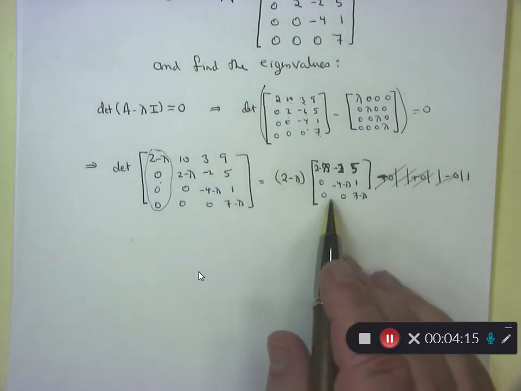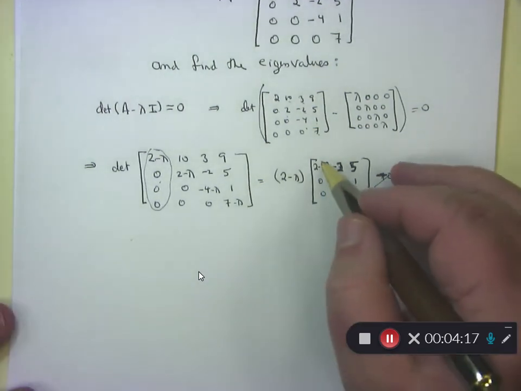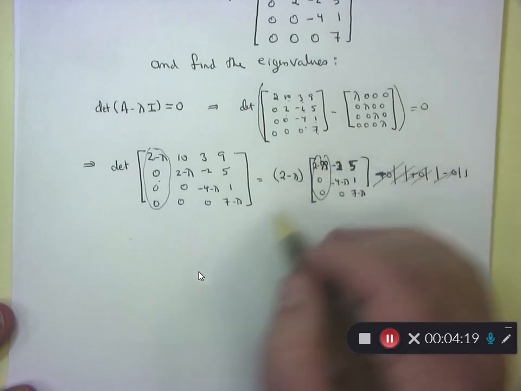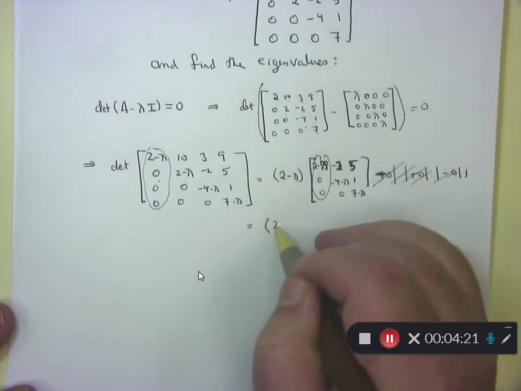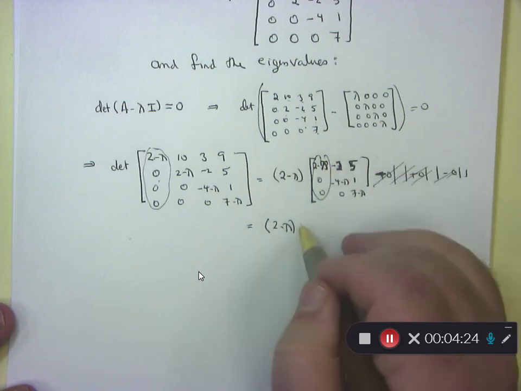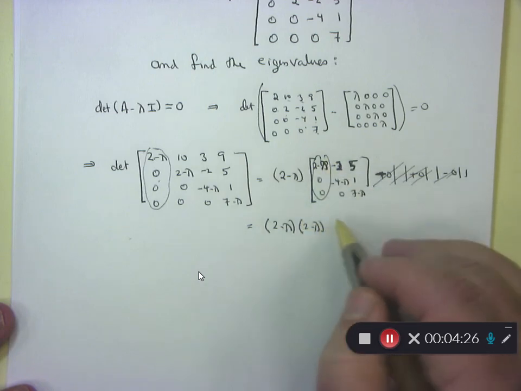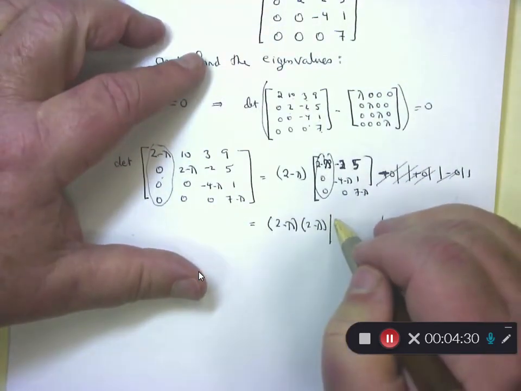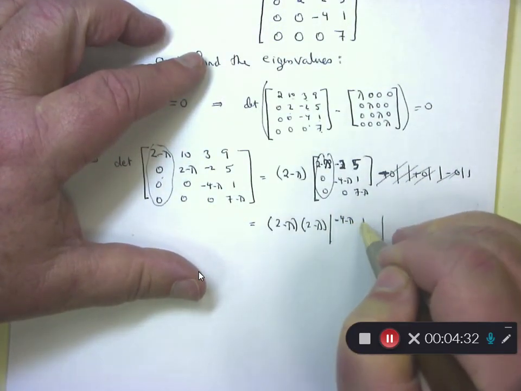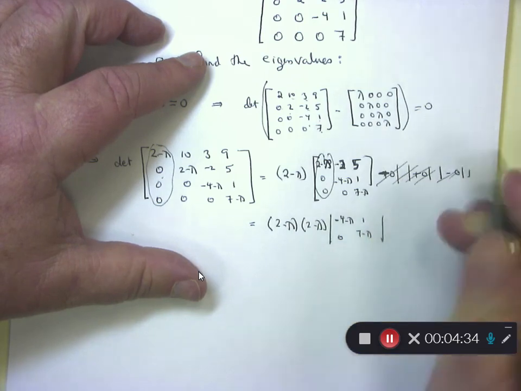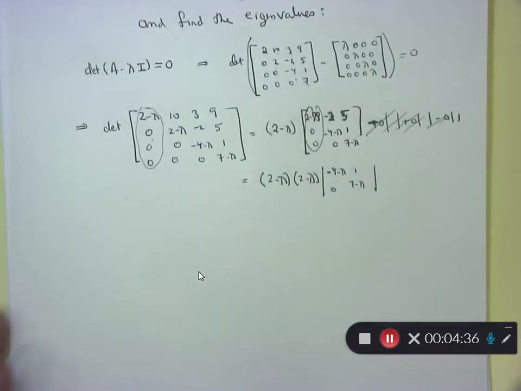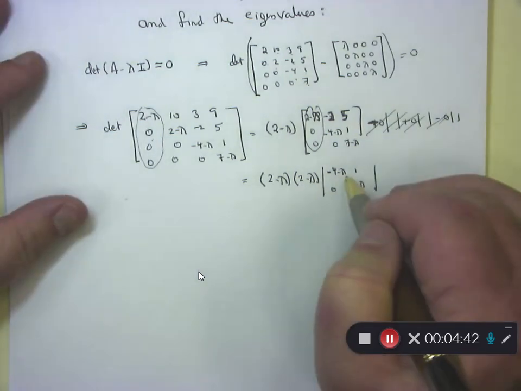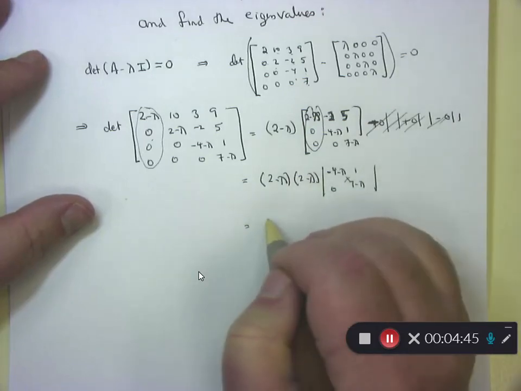Now, how do you take the determinant of this 3 by 3? Well, again, I'm going to expand by the first column. That's your first positive position. So this is 2 minus lambda times this guy, which is 2 minus lambda. And then if you knock off the row and column with this guy on it, you get negative 4 minus lambda, 1, 0, 7 minus lambda. Now you finally got it down to a 2 by 2. How do you take a determinant of a 2 by 2? Main diagonal minus off diagonal.